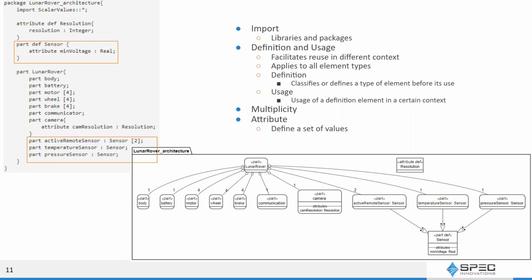A usage element may have nested usage elements as features and may have a multiplicity. Multiplicity is denoted by the square brackets after the usage name and can be a range or a single number. This can be seen with part active remote sensor. It has that bracket 2, so there will be two active remote sensors. And in that line, active remote sensor : sensor is a defined by relationship, which is represented with the colon.